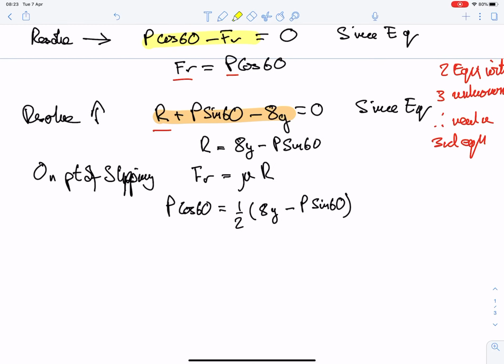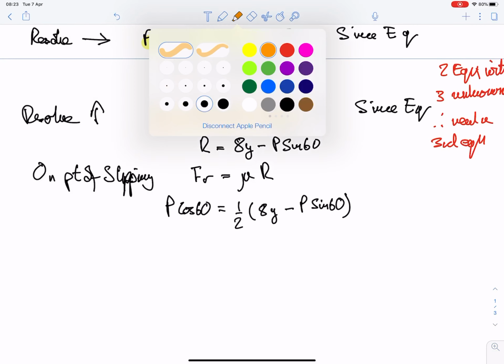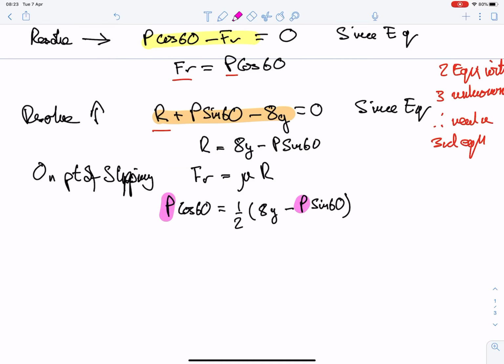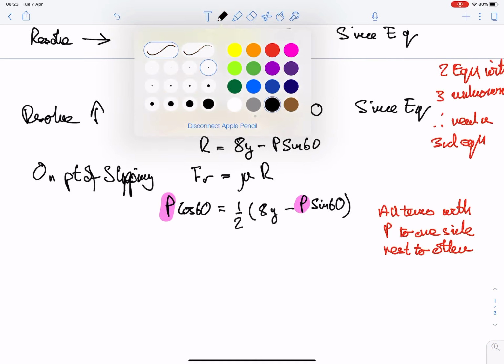So now we're into a familiar context. We've got one unknown P, but it appears twice. So we should know what to do. All terms with P to one side, rest to the other is the first step for that, isn't it?